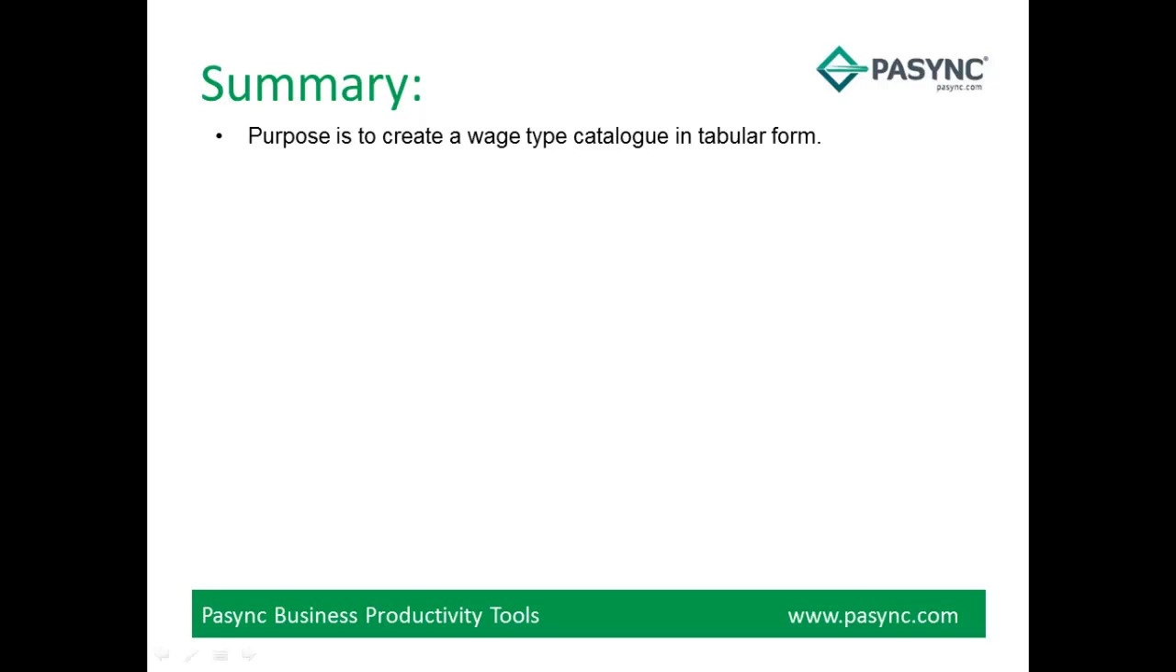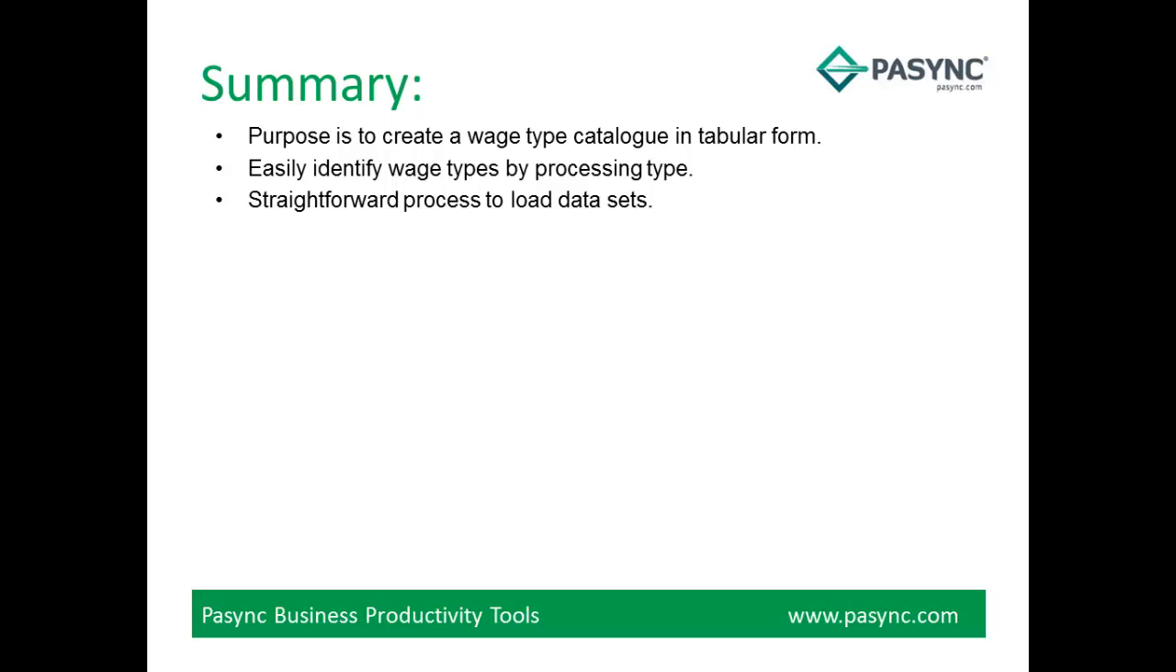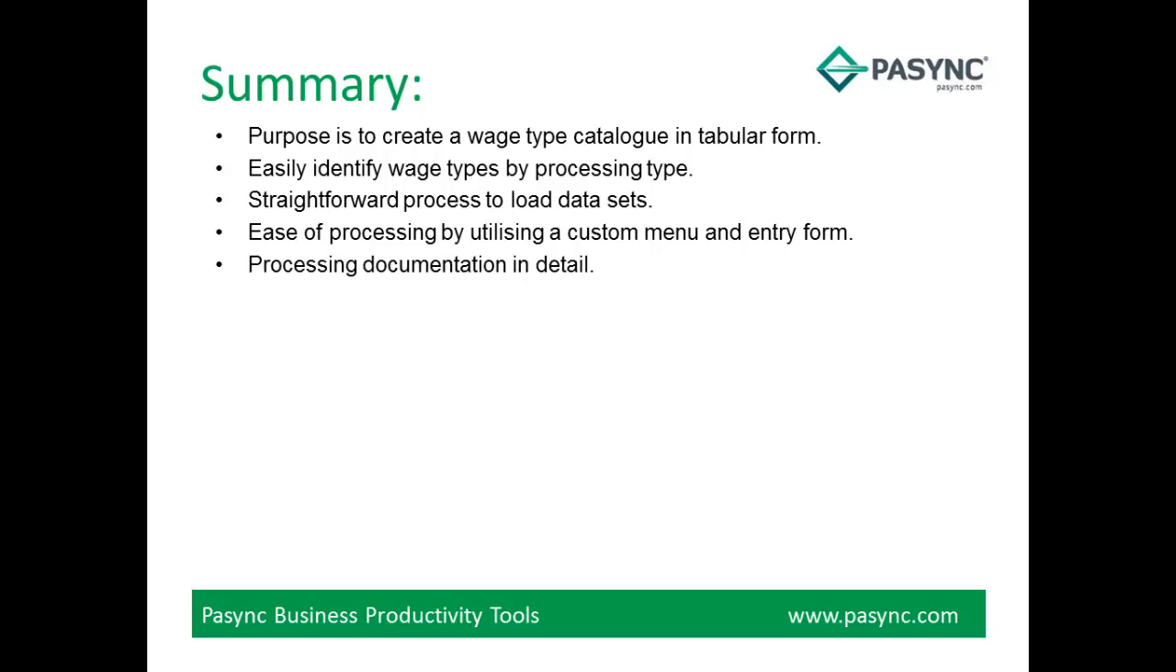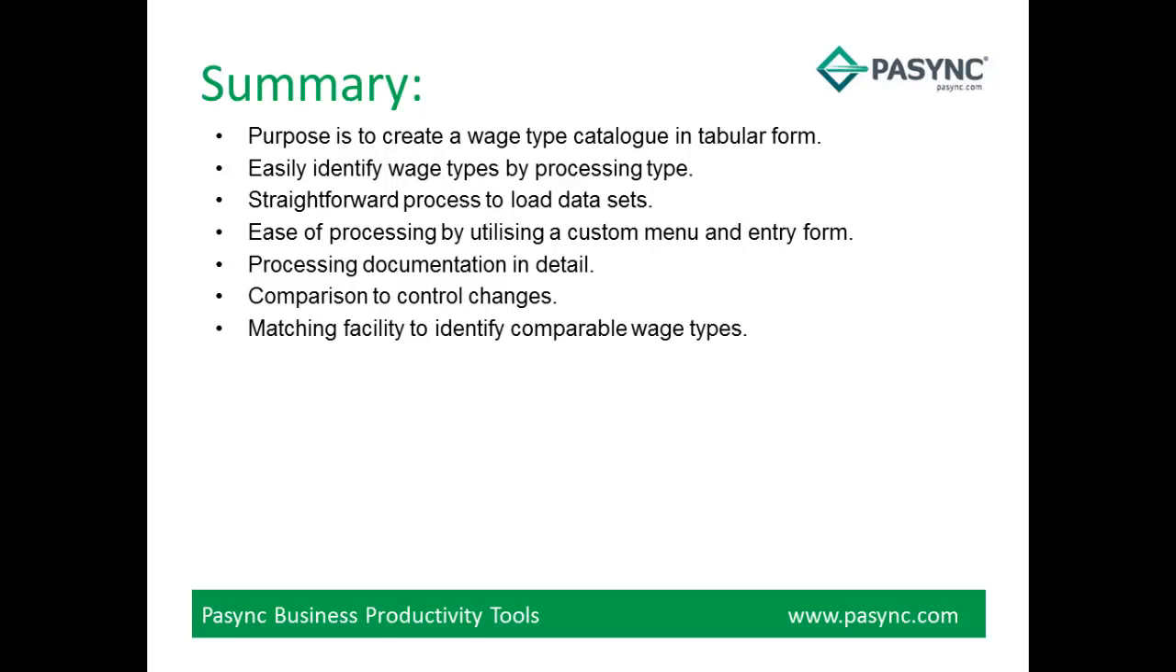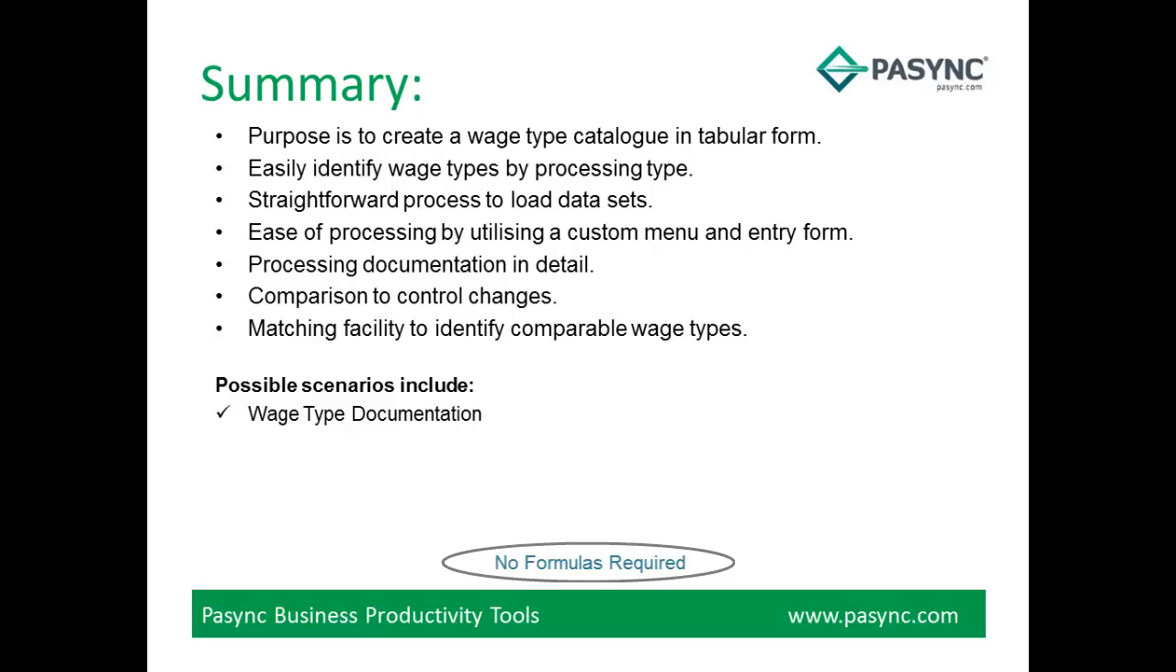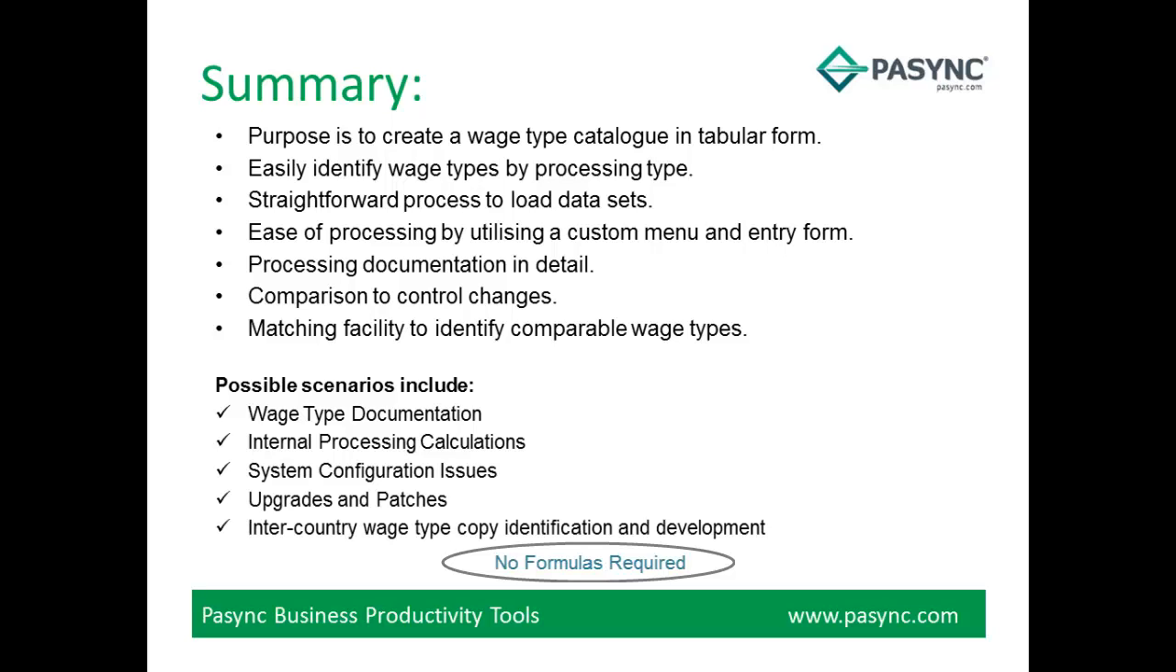In summary, the purpose is to create a wage type catalogue in tabular form, easily identify wage types by processing type. It is a straightforward process to load data sets, the ease of processing by utilising a custom menu and entry form, processing documentation in detail, comparison to control changes, and matching facility to identify comparable wage types. Possible scenarios include wage type documentation, internal processing calculations, system configuration issues, upgrades and patches, and inter-country wage type copy identification and development.